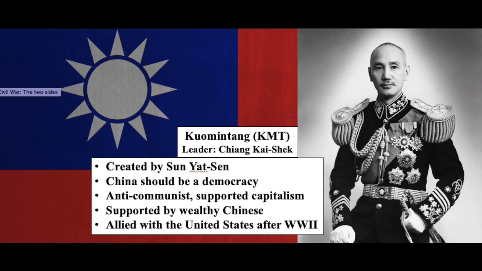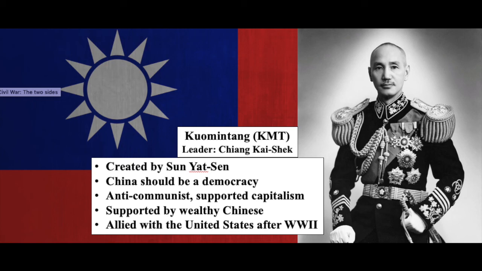So let's take a closer look at these two sides and who might have supported them and why. First, we have the Kuomintang, or the KMT, led by Chiang Kai-shek. The Kuomintang was created by Sun Yat-sen, that nationalist leader we talked about before.